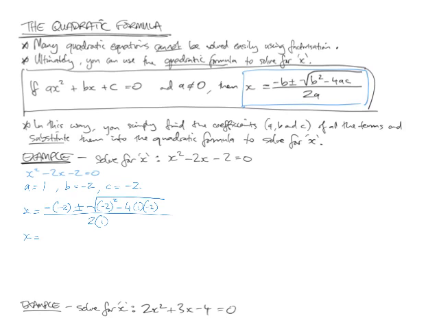Alright, so BEDMAS means we need to deal with brackets first. Negative times by negative 2 is going to be 2. Plus or minus square root of negative 2 squared is going to be 4. Negative 4 times by 1 is negative 4. Times by negative 2 is going to be positive 8. Over 2 times by 1 is 2. We still need to simplify because there's actually brackets under here. 2 plus or minus the square root of 4 plus 8 is 12, on 2.